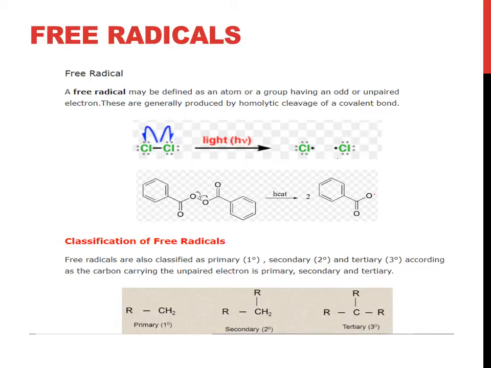Now classification of free radicals. Free radicals are also classified as primary, secondary, tertiary, according as the carbon carrying the unpaired electron is primary, secondary or tertiary. Same as done in the case of carbocation and carbanion. Here you need not put plus or minus as they are free radicals. So primary is RCH2, secondary R2CH, tertiary R3C.